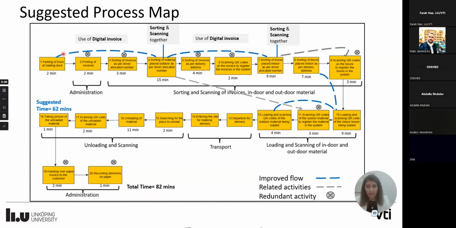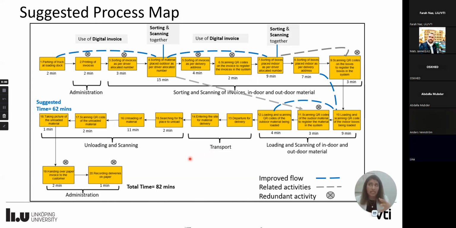But with this suggested flow, shown with the help of the blue dotted lines, we can save around 20 minutes. Our flow will just end up here at activity number 18, and we will reduce 8 activities in this flow.